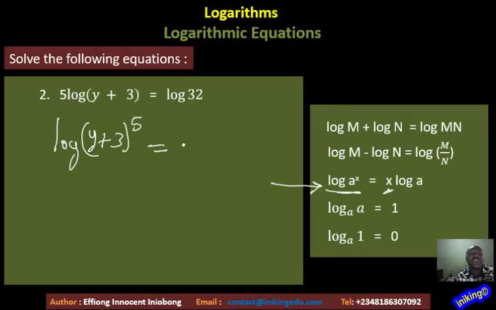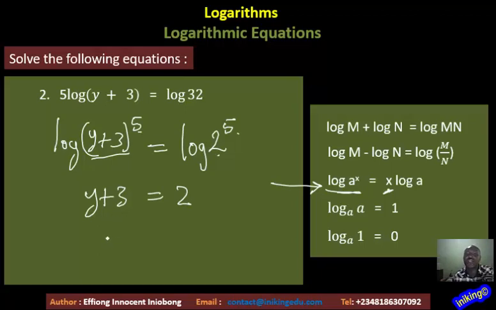And I said, if I can do that, why don't I just write my 32 as 2 raised to the power 5? Now I have both sides looking very similar. I have an expression here, y plus 3 raised to the power of 5, and an expression here, 2 raised to the power of 5. If both sides are equal, common sense will tell me that y plus 3 must be equal to 2. And of course, from here, I can simply solve for y. y is equal to 2 minus 3, and that should give me minus 1.